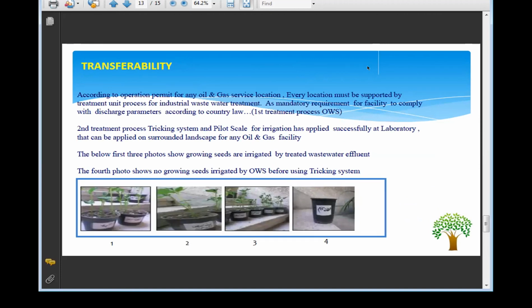The treated wastewater has been used in irrigation of seeds, and you can see in the first 3 figures a row for irrigation of the seeds. The last one was the wastewater before the treatment.